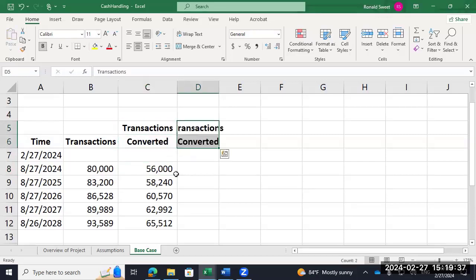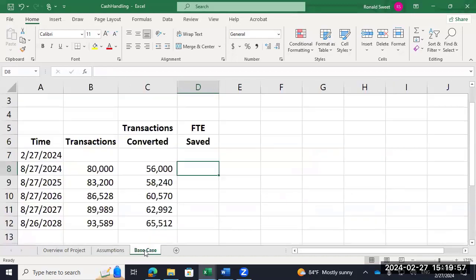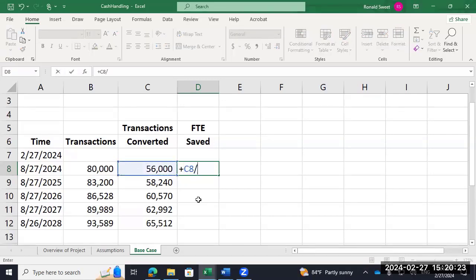Then we're going to have FTEs saved, right? If we eliminate 56,000 transactions, we don't have to hire those people to do those transactions. How many FTEs do we save? Well, you remember in the assumptions, each person can do 20,000 transactions. So how about I get FTE saved? I'm going to eliminate 56,000 in transactions. Each worker can do 20,000. How many workers have I saved in the first year? What math would you do? 56,000 divided by 20,000 or 20,000 divided by 56,000? How would you do it? 56,000 divided by 20,000. Yeah, 56 divided by 20.